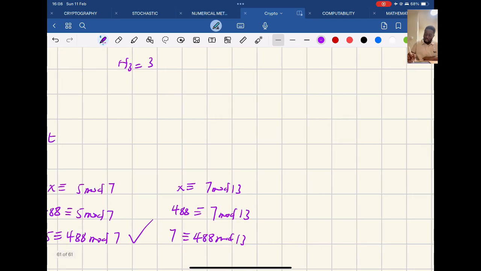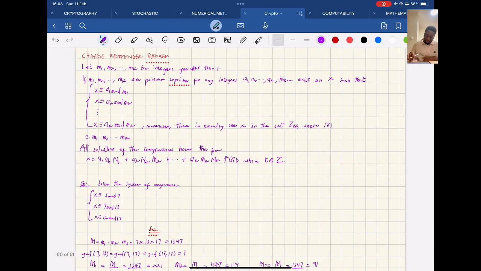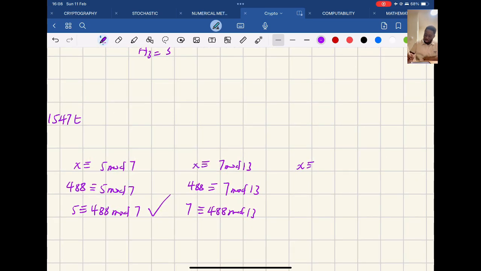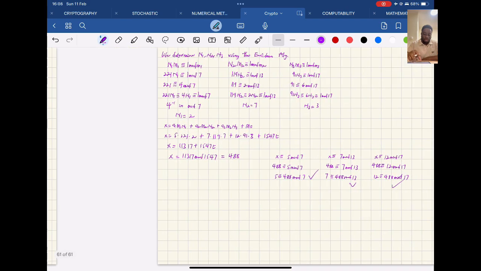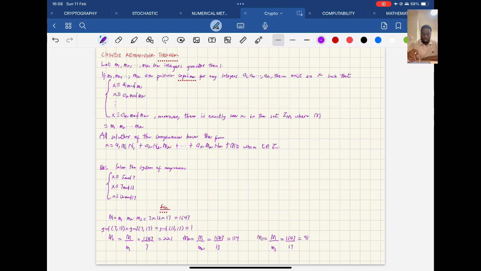Then you do the same thing for the last one, which is 12 mod 17. So 488 is congruent to 12 mod 17, meaning that 12 is congruent to 488 mod 17. So it works for all three congruences. Now, if you get a value of x and it doesn't satisfy even one of the congruences, then it means that there is a problem with your solution. So this is how to solve any Chinese remainder problem.